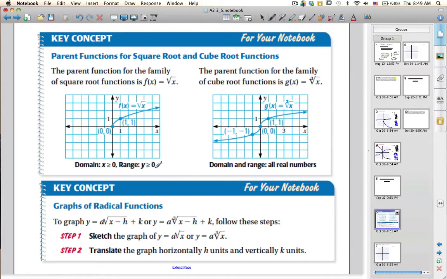And the range is the y values. They start here and they go up. So x is greater than or equal to 0. y is greater than or equal to 0, right? The domain and range in a cube root function are all real numbers.